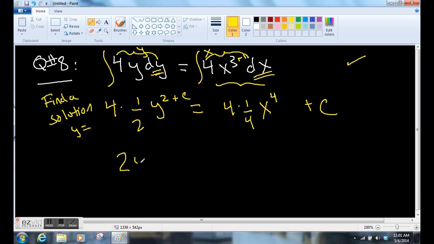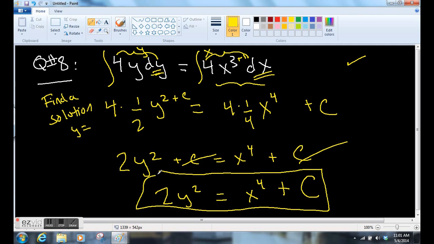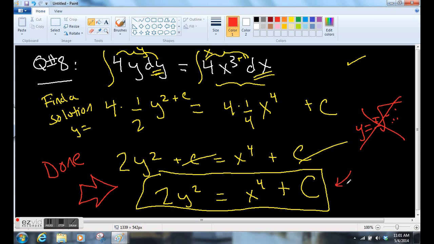So this becomes 2y squared plus a constant equals x to the 4th plus some constant. And the answer, this is how you leave these problems, is 2y squared, remember the constants, they just go together, some new constant, equals x to the 4th plus some other constant. We don't care what it is. So you can leave it like this. This is the other piece of this that is not intuitive. You are done here. You don't actually have to solve for y. You don't have to say y equals plus or minus square root of blah, blah, blah. Just leave it. That's fine for now.